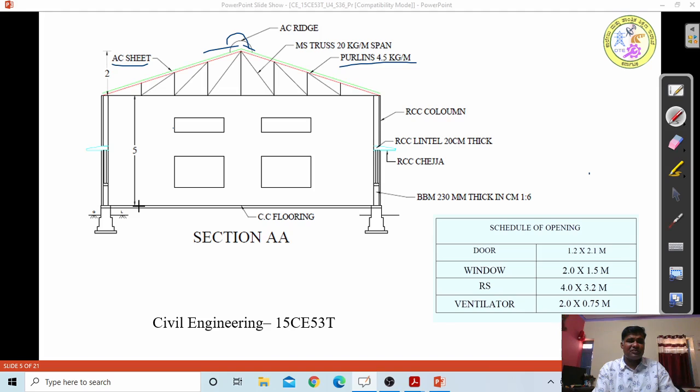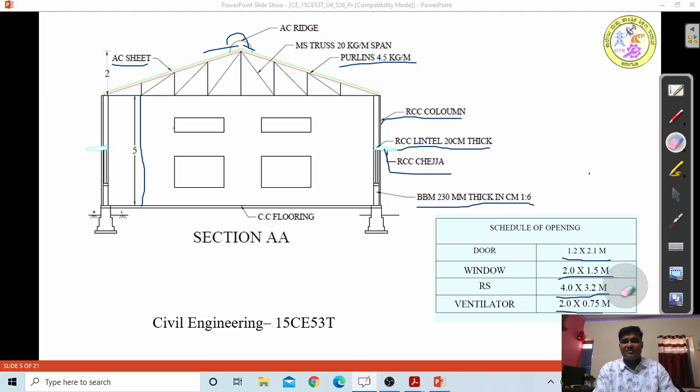The height of the wall from the floor to the truss is 5 meters, and there is an RCC lintel of 20 centimeter height. This is the RCC column, and this is the sunshade, and the wall width is 230 mm. And this is the schedule of doors and windows. The door size is 1.2 by 2.1 meter, window size is 2 meter by 1.5 meter, rolling shutter 4 meter by 3.2 meter, ventilator 2 meter by 0.75 meters. So these are the brief details of the section.